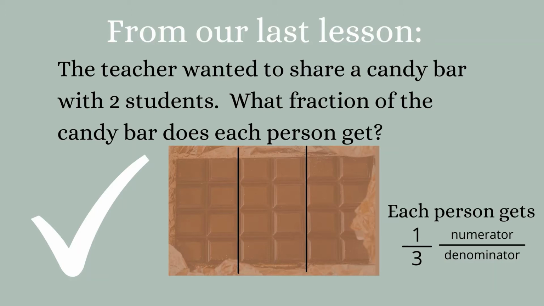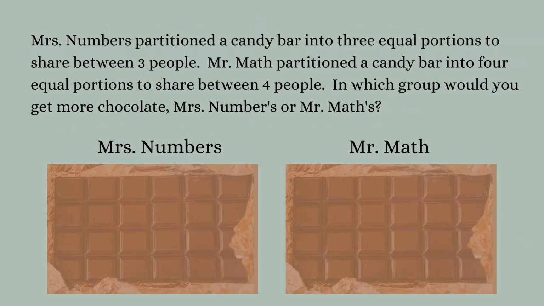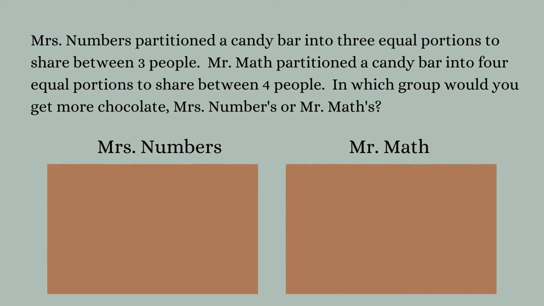It's looking like we're already partway there to solving this problem, since we already know if you're sharing a candy bar between 3 people, each person gets 1/3. So just like last time, we can't use the lines that are already represented on the candy bars. The bars are partitioned into lots of pieces, but we would want to create 3 equal-sized pieces on one bar and 4 equal-sized pieces on the other.